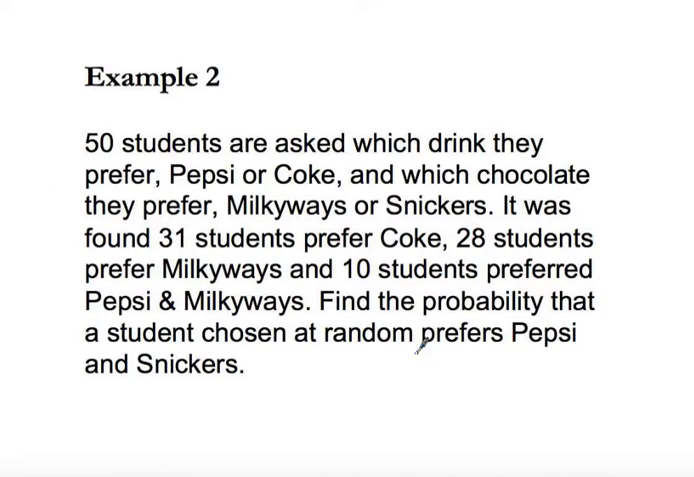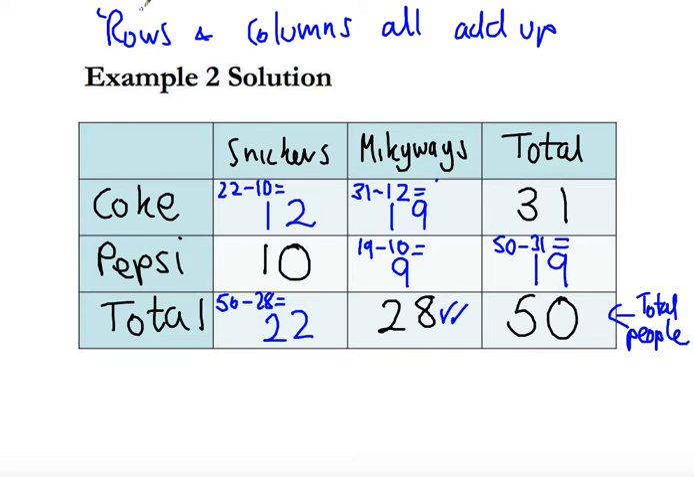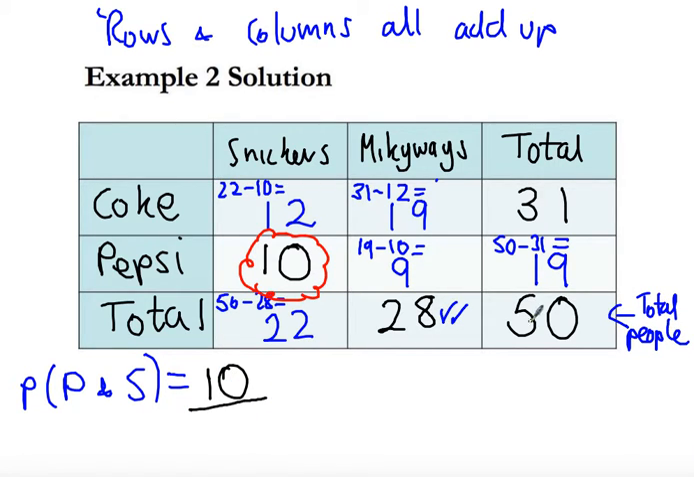So what is the probability that the student chosen at random prefers Pepsi and Snickers? So probability, I'm just going to use initials, P and S, equals, well, if I look into my table, here you go, this is the number of people who like Pepsi and Snickers. So there's 10 people who like Pepsi and Snickers out of a total of 50 people. So that gives me 1/5. Okay, so it's just a different type of sample space diagram to organise information given to you in a slightly different way.